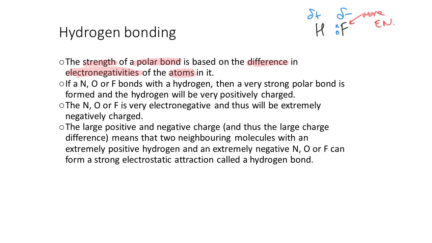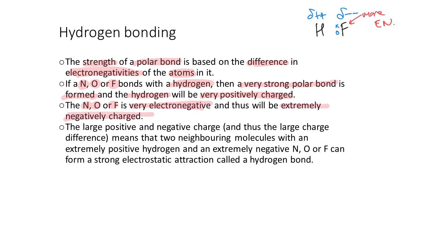If N, O or F bonds with a hydrogen, then a very strong polar bond is formed. That's because N, O and F are the most electronegative elements, and the hydrogen becomes very positively charged. So we're going to identify that with a double positive for this particular hydrogen there, and a double negative for that fluorine there. It's only for N, O or F because they are the most electronegative elements, so they become extremely negatively charged.